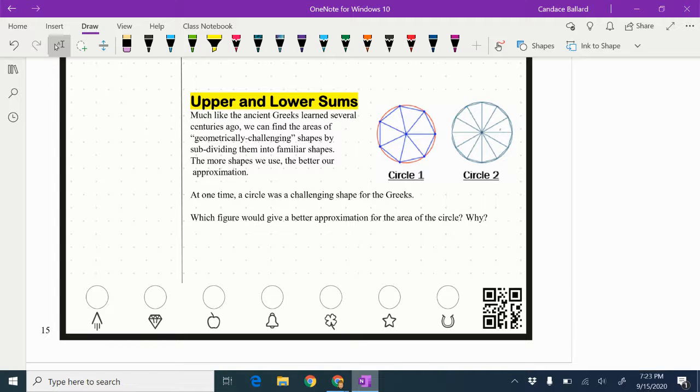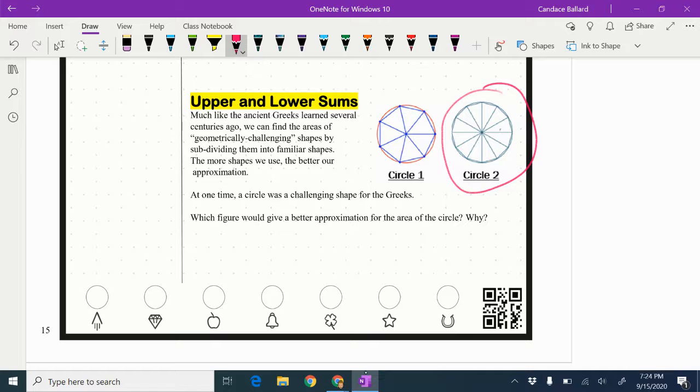So the upper and lower sums are much like what the ancient Greeks learned several centuries ago, that we can find the areas of geometrically challenging shapes by subdividing them into familiar shapes. The more shapes we use, the better our approximation is. You notice that at one time a circle was challenging for the Greeks. Which figure would give a better approximation for the area of the circle? Why? Well, we would probably pick circle 2, right? Because there's more triangles in it.